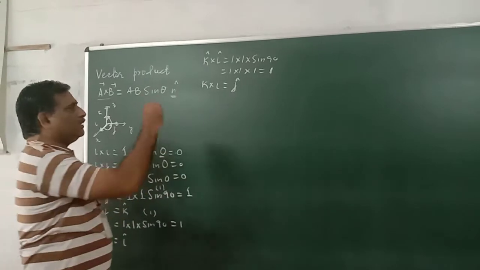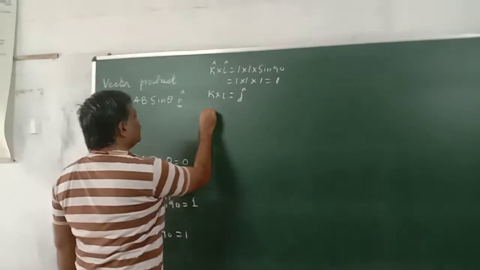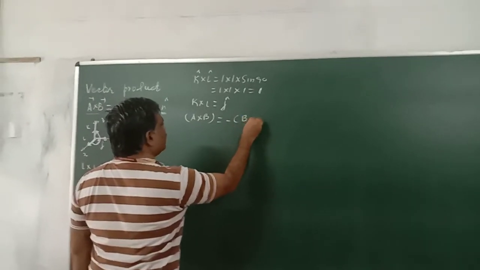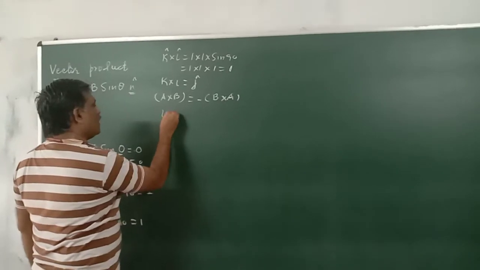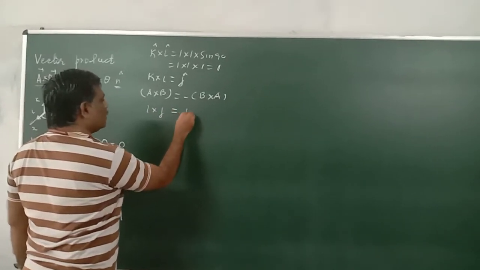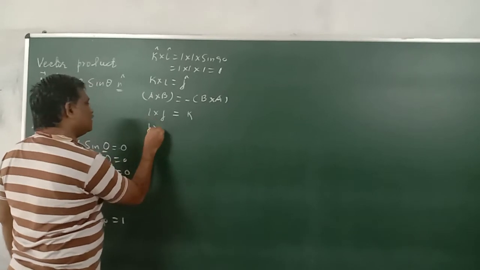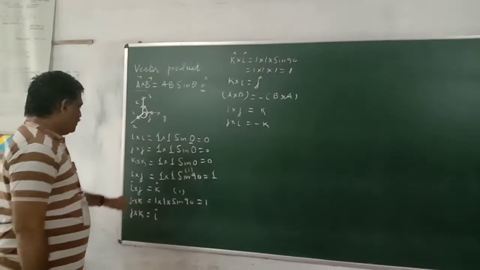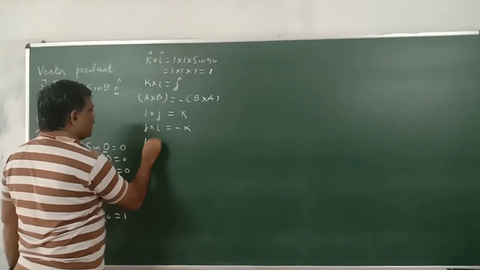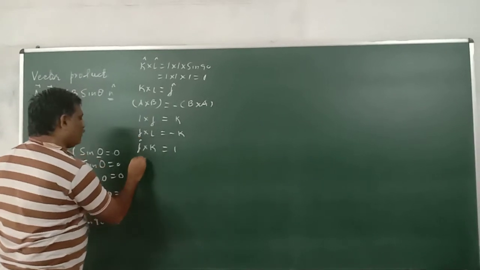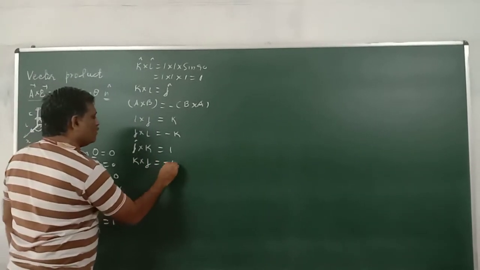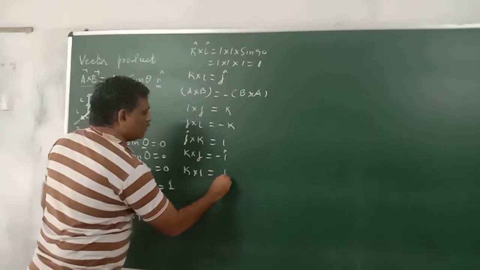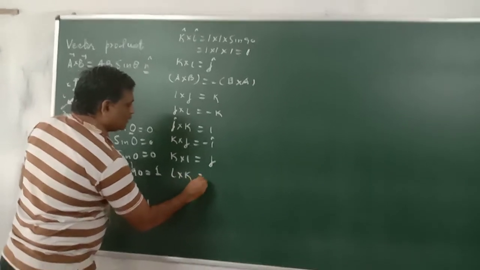We all know this vector product is not commutative. We know the property A cross B is minus B cross A. Therefore, i cross j is equal to k, but when we reverse, j cross i becomes minus k. In a similar manner, when we take j cross k, we write it as i. Therefore, k cross j is equal to minus i. Similarly, k cross i is equal to j, so i cross k is equal to minus j.